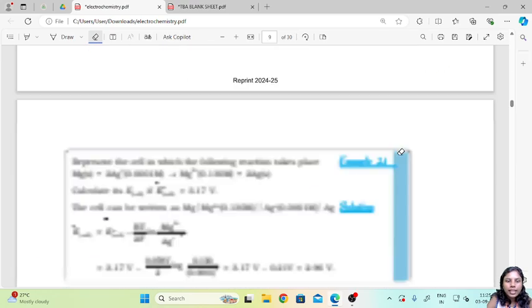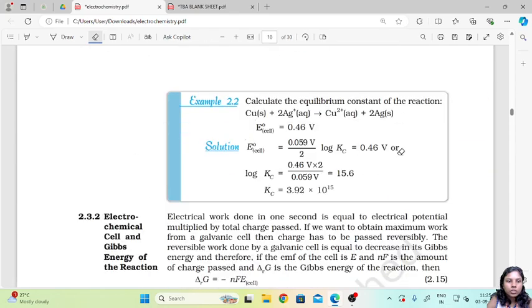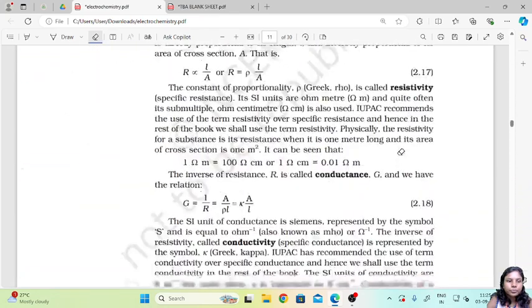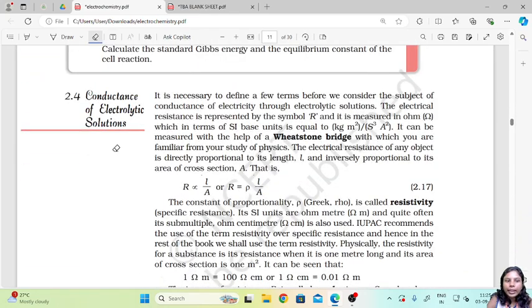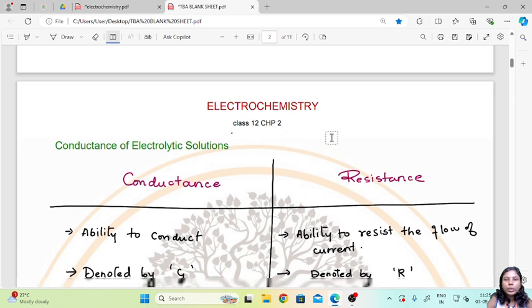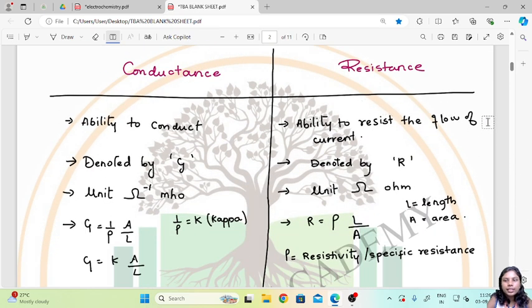Now in today's class we will start with a new topic, conductance of electrolytic solutions. To understand this, let's first understand the difference between conductance and resistance. Let's begin with resistance. Resistance is the ability to resist the flow of current, and conductance is the opposite of resistance: the ability to conduct current.